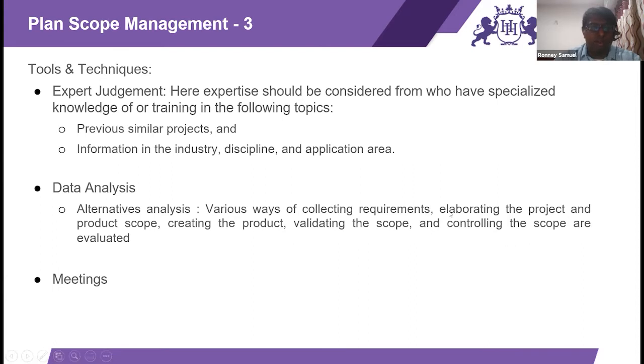Various ways of collecting requirements, elaborating the project and product scope, creating the product, validating, and controlling the scope are evaluated. What are the other alternatives available? If I take a way to do the work of collecting the scope or requirements, is there any other alternative which is available as a part of the complete process, or only as a part of a small part of the process? So I just need to change a small area in the process. So this is one of the techniques you can use to develop a better scope management plan or a requirement management plan.